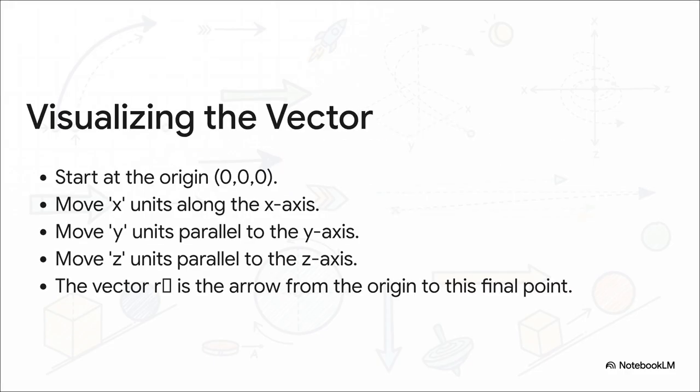See, this just breaks down a potentially complicated 3D location into a really simple 3-step process. You're just making 3 separate one-dimensional moves. First, you zip along the x-axis. Then you move parallel to the y. And finally, you head up parallel to the z. That final arrow, that vector, is the straightest, most direct path from where you started to where you ended up.